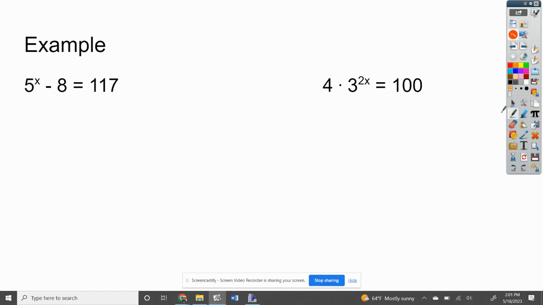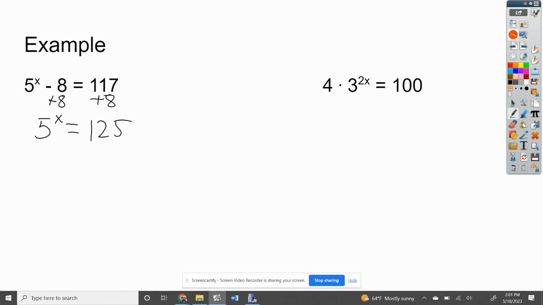First thing I want to do, I want to get everything away from where my power of x is. So my x is on the left side in this case. So I'm going to take this 8, and I'm going to move this 8 to the other side. All right, and then on the right side, I get 125 because I have 117 plus 8. I get 125 on the right side.